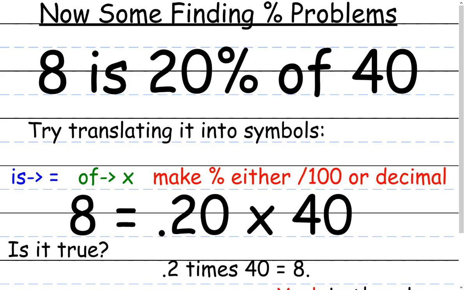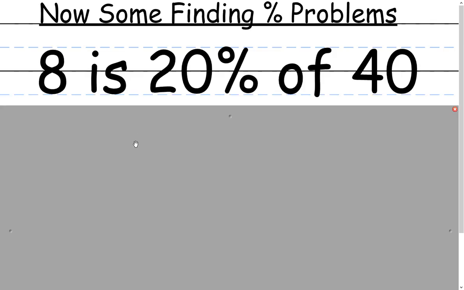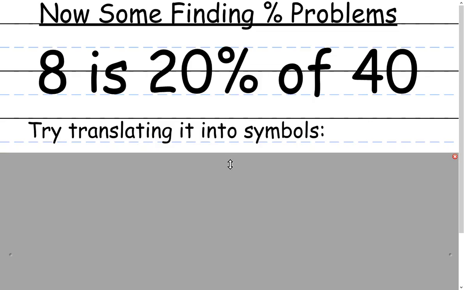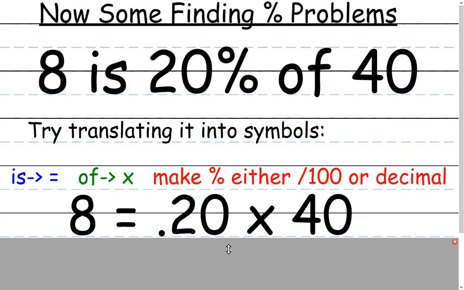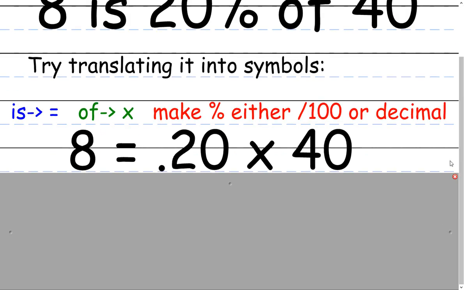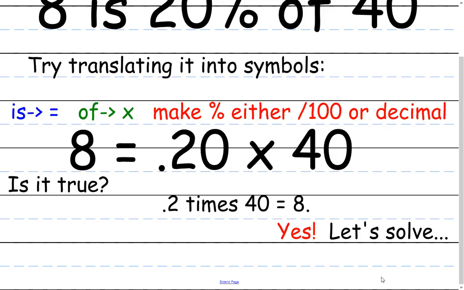Let's look at some percent problems here. Okay, so it says 8 is 20% of 40. That's like a number sentence. And we could try translating that into symbols. Just a little review: is is the same as an equal sign, of is multiply. You can either make percent into divide by 100 or a decimal. So we're going to look at 8 is 20% of 40. And if you try that out, is it true? Well, 0.2 times 40 is 8, so yeah, it works.